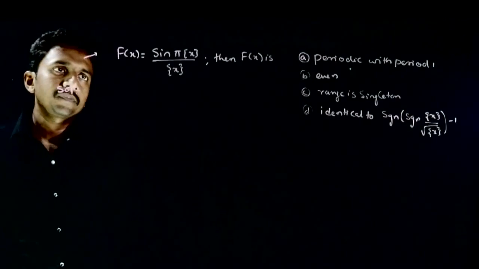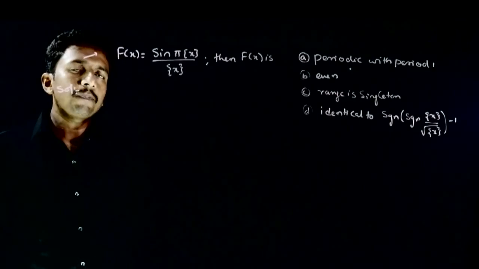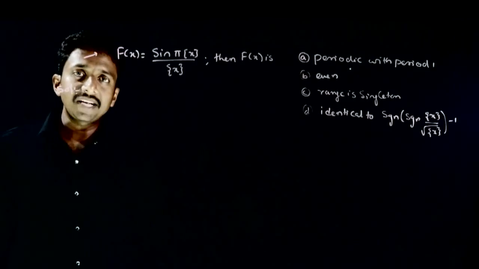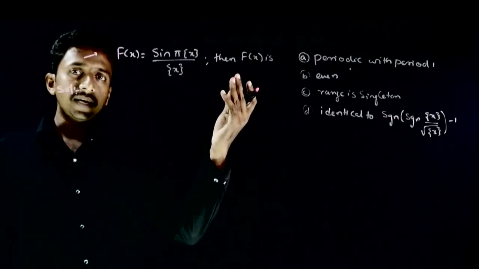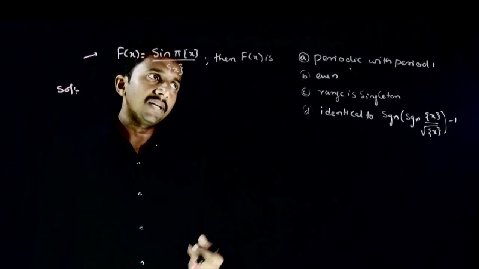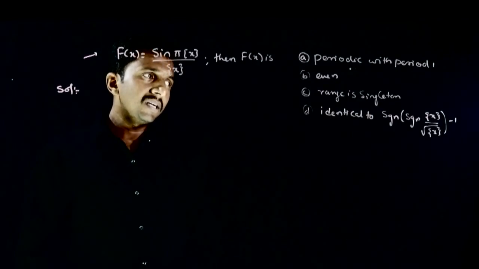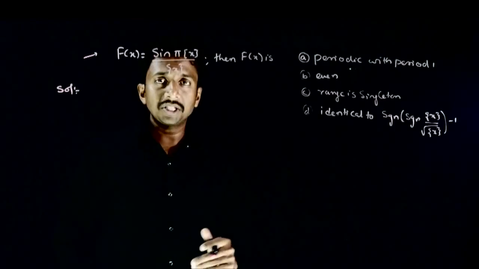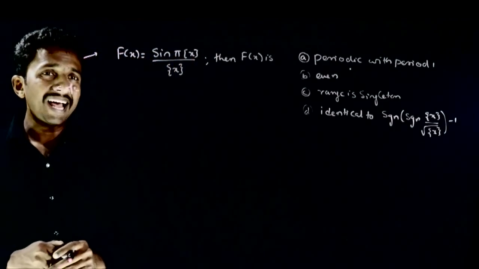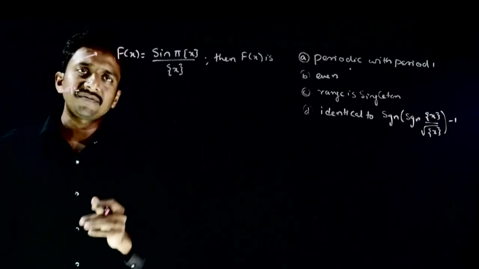वेलकम स्टूडेंट्स। इस क्वेश्चन में दिया है f of x is sin pi times integer part of x by fractional part of x and you're asked to analyze the nature of this function. That is, f of x is periodic with period 1, even function, range is singleton, is identical to this function. ठीक है, चार ऑप्शंस दिया है, so let we have to check one by one. ठीक है, before checking let us analyze this function.